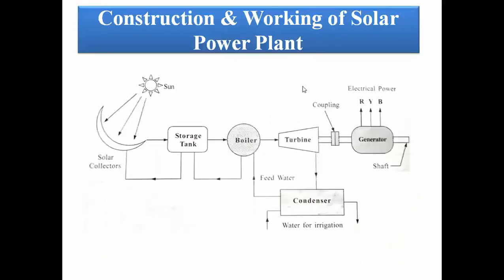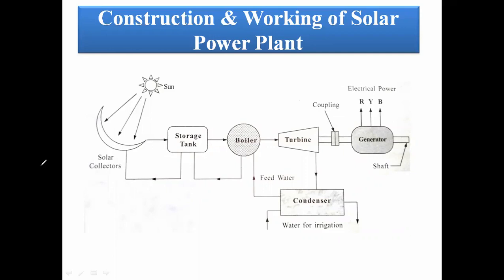And the next one is construction and working of the solar power plants. How we can generate the power from the solar power. Here we can generate the power in two methods. One is that we can directly convert the solar radiation into electricity. Another one, we can convert the solar radiation into heat energy, which is further converted into electrical energy.